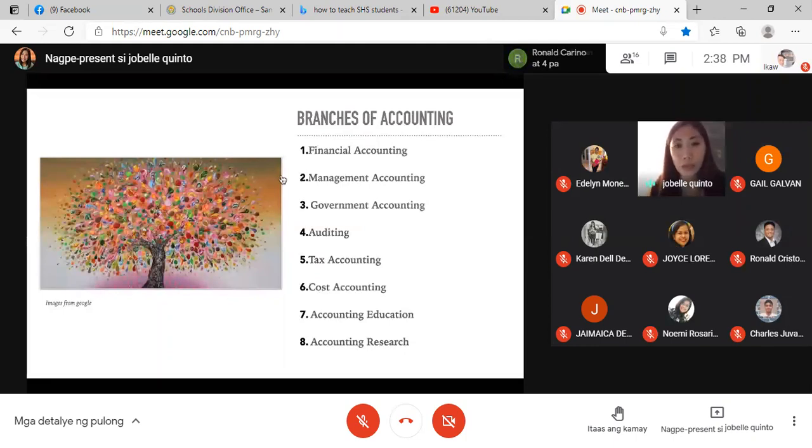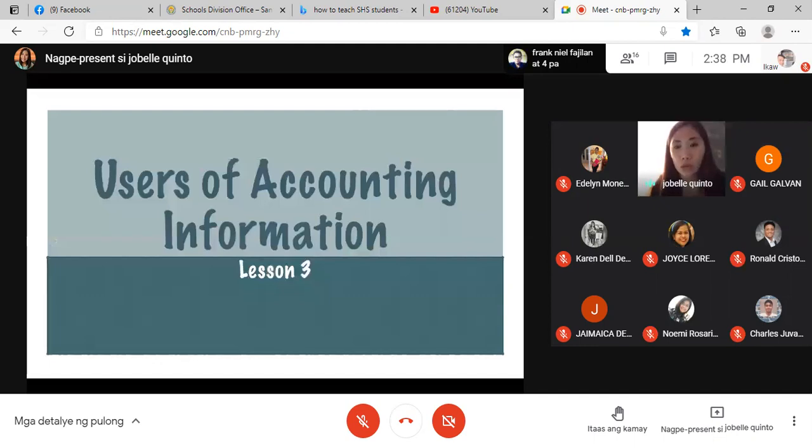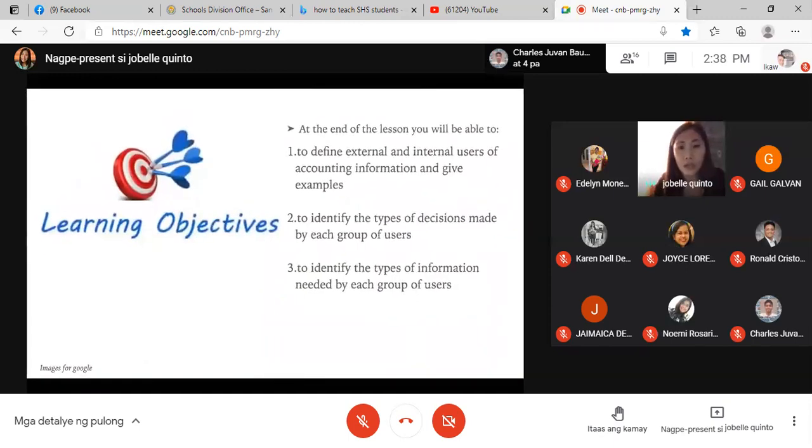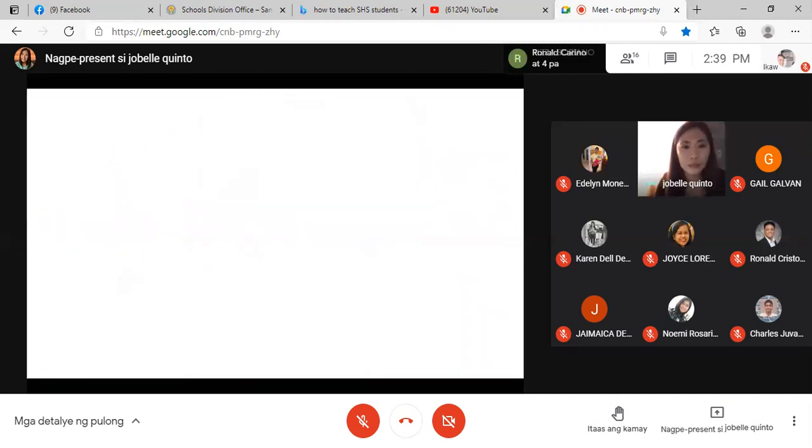Okay, so yun yung lesson natin for the day, the users of accounting information. So sino-sino ba ang mga users of accounting information? So here are the learning objectives of today's lesson. At the end of the lesson, you will be able to define external and internal users of accounting information and give examples. Number 2, to identify the types of decisions made by each group of users. And 3, to identify the types of information needed by each group of users. Okay, so class, please pay attention as I show you a short video clip that is related to our lesson for today.